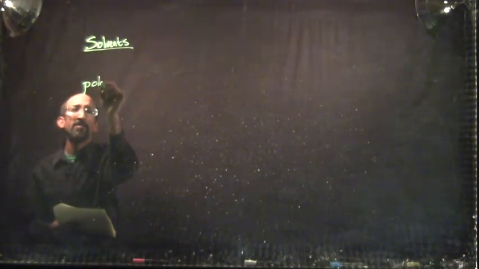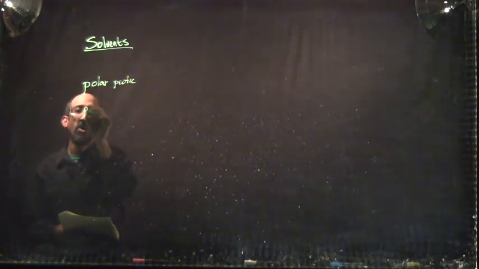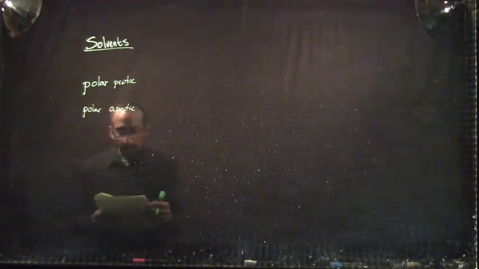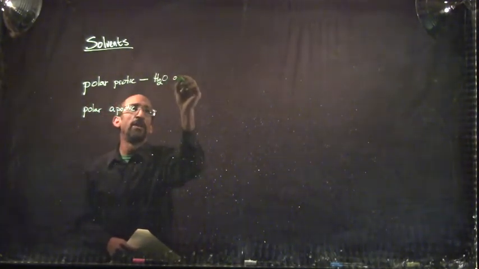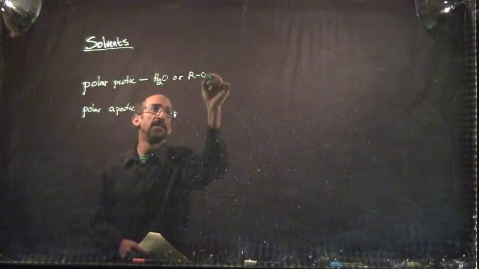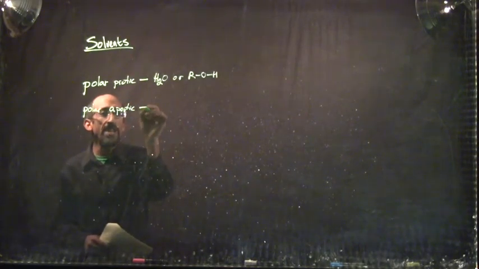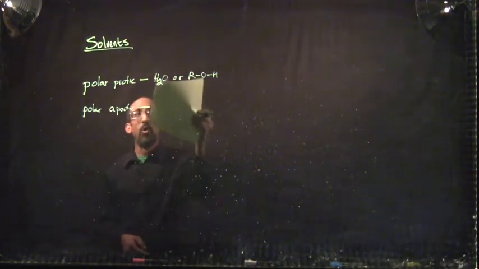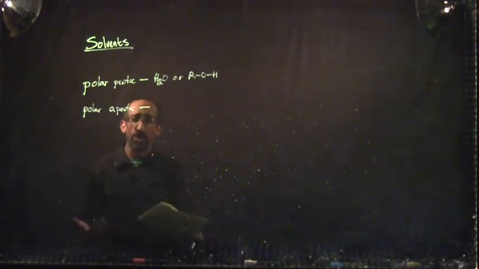The first is polar protic solvents, and the second is polar aprotic solvents, right? So our polar protic solvents are going to be water or alcohols. Here I'm just writing a generic alcohol, ROH. And our polar aprotic solvents are again going to be polar solvents, but they're not going to have an acidic proton. Water and alcohols both have an acidic proton, but our polar aprotic solvents are not going to have any acidic protons.